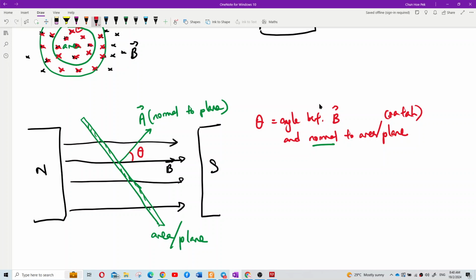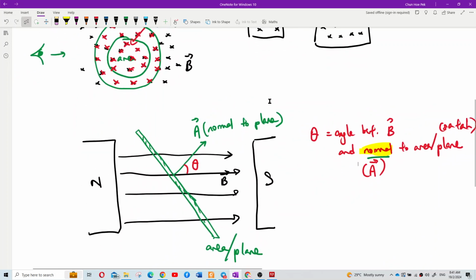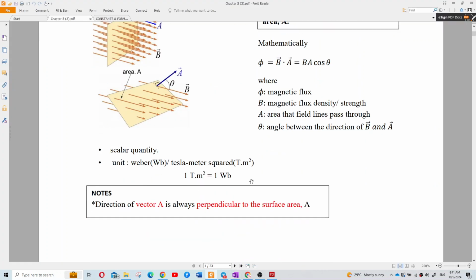So that normal is actually the direction of the area. The angle between the magnetic field and the area: the direction of the area is actually normal to the plane. That's very important. Remember, class. I need you to remember this. Normal to the area, the normal line. The angle between the normal and the magnetic field, that's the angle theta.